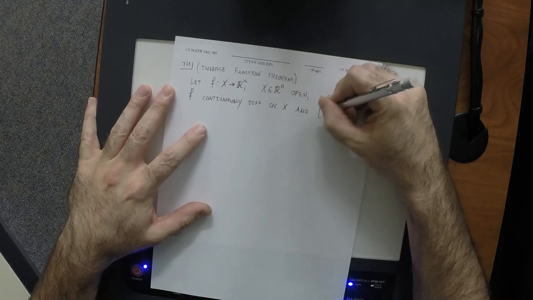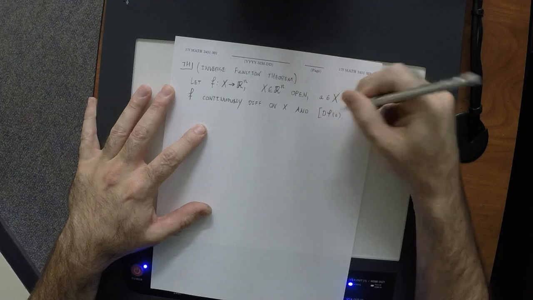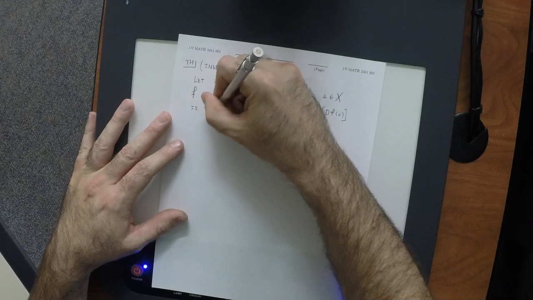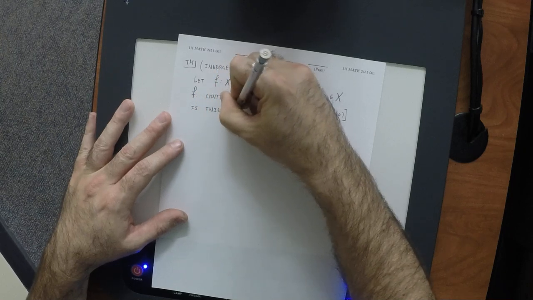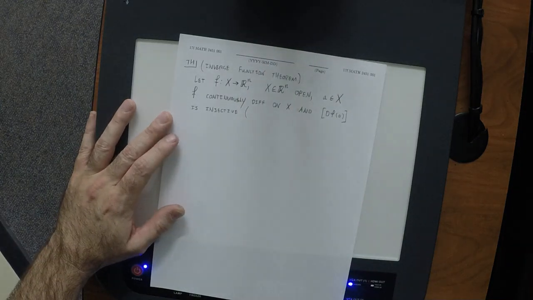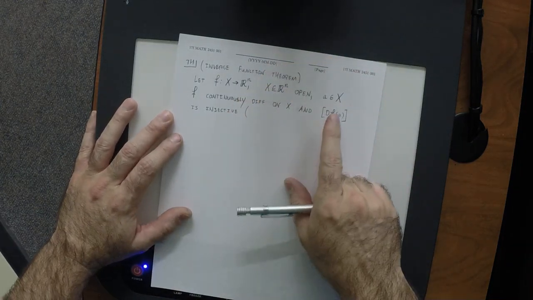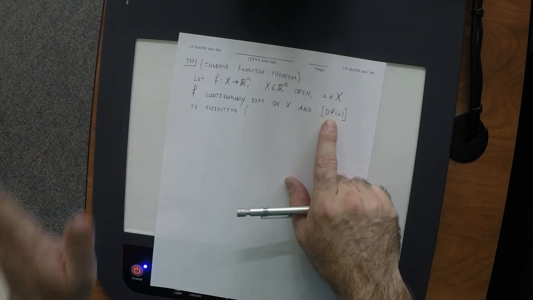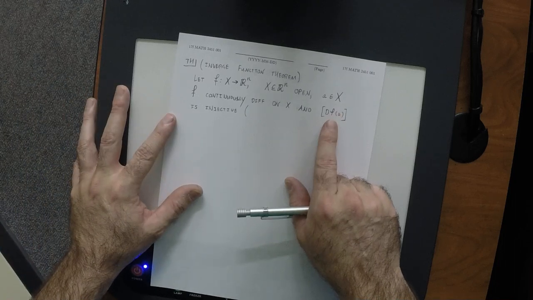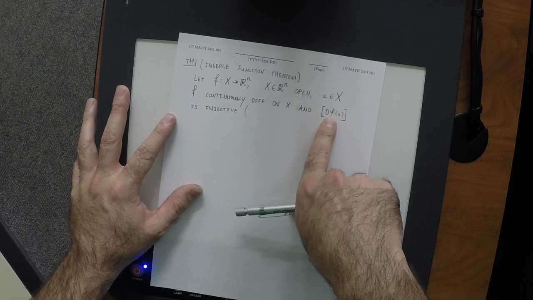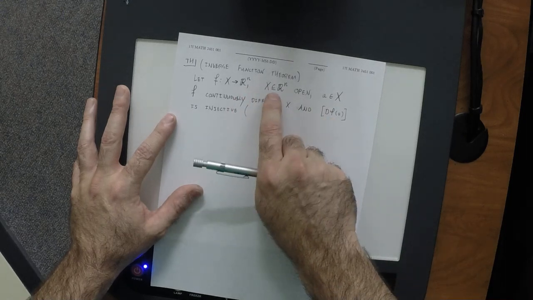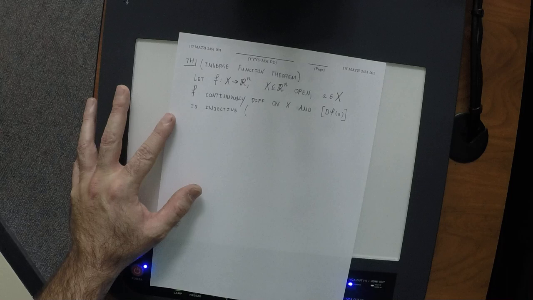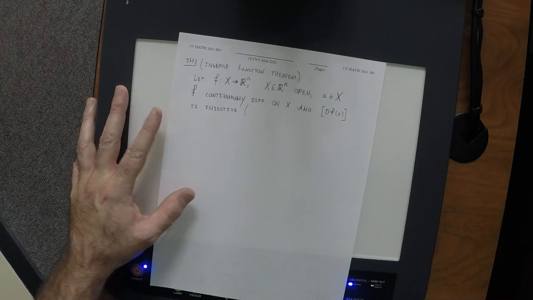F is continuously differentiable on X, and the derivative of F evaluated at A is injective. Now, what does that mean? It means invertible. Because, in the first place, this means the linear map, okay? And then we could say, well, specifically, we're talking about the matrix. How many rows and columns does this matrix have? N by N, because the inputs are coming from Rn, outputs are in Rn, so this is square, and an injective square matrix is automatically surjective and bijective and invertible. Okay.